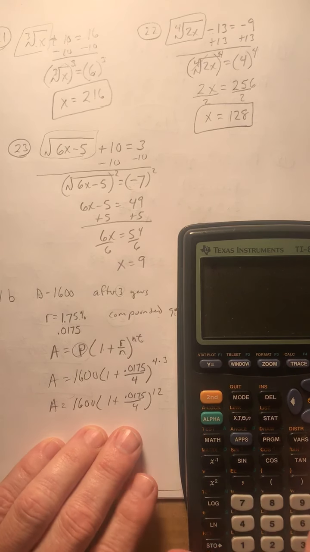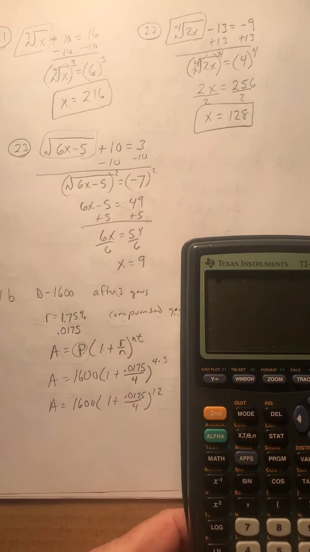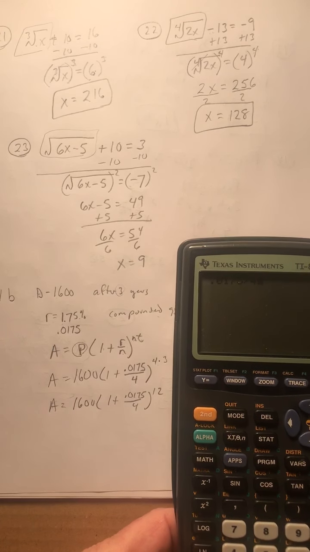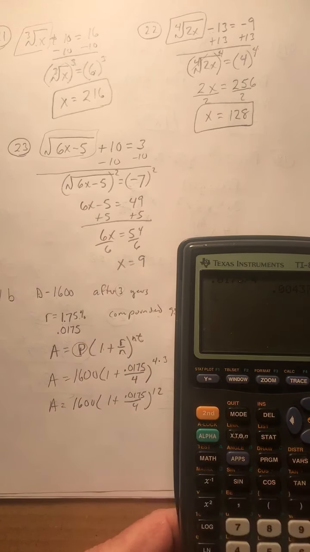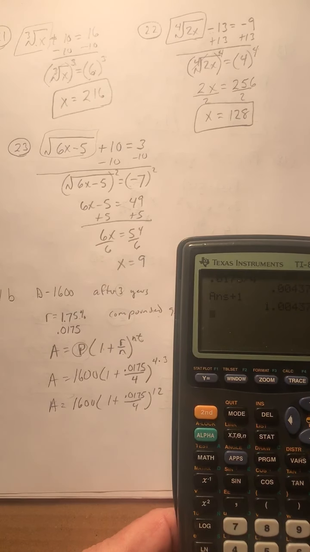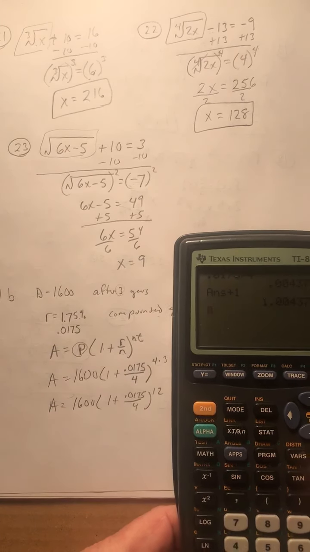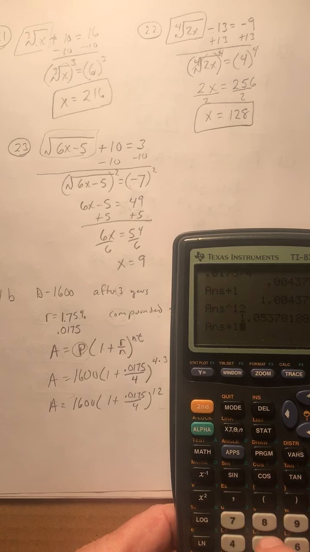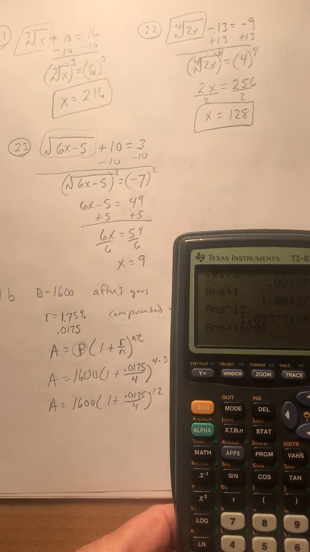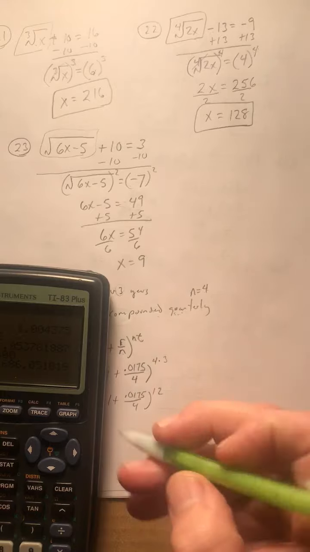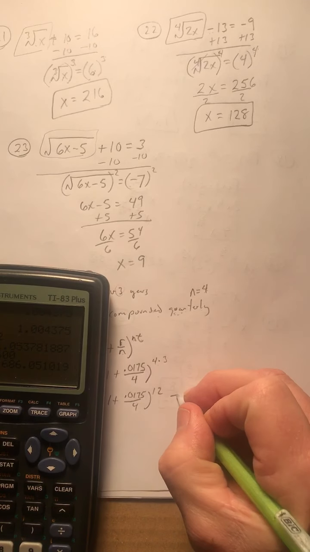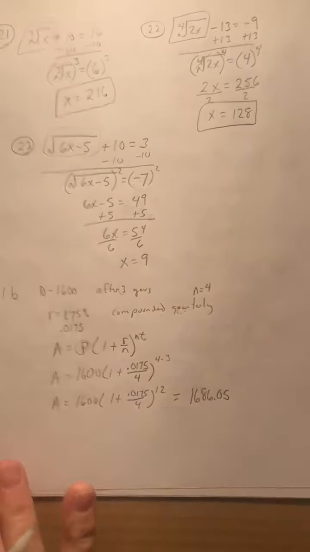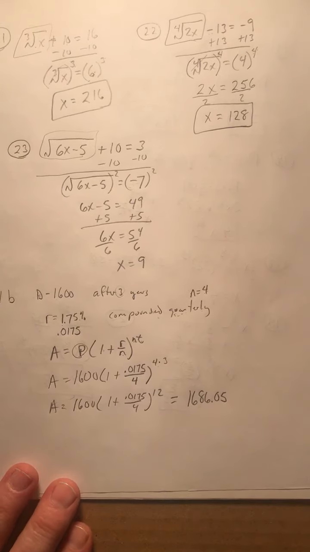So this is what I'm going to do. I'm going to start in the parentheses. I'm going to start with 0.0175. I'm going to divide it by 4, and hit enter. Then I'm going to add 1, hit enter. Then I'm going to do to the 12th power, hit enter. And then I'm going to go times 1600 and enter. And then I have my answer. And again, we truncate this because that's what the banks would do. So it's 1686.05. All right. And that was 1B.